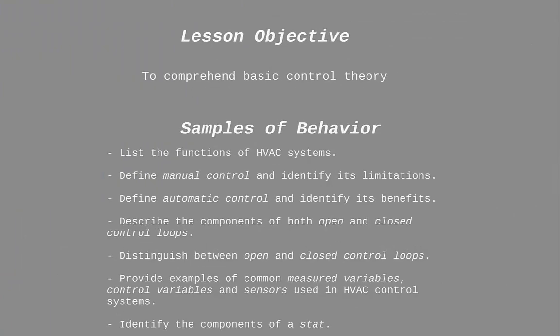The objective for this lesson will be for students to comprehend basic control theory. The corresponding samples of behavior will be: list the functions of HVAC systems, define manual control and identify its limitations, define automatic control and identify its benefits, describe the components of both open and closed control loops, distinguish between open and closed control loops, provide examples of common measured variables, control variables, and sensors used in HVAC control systems, and identify the components of a stat.